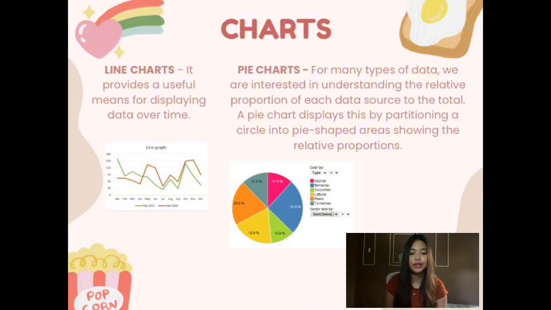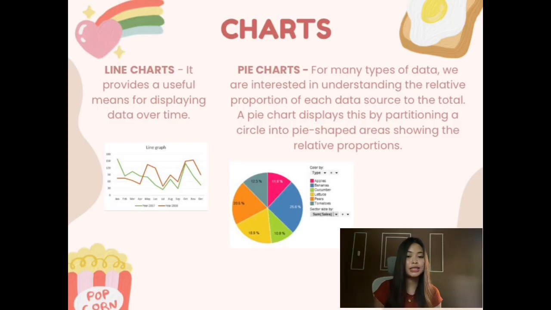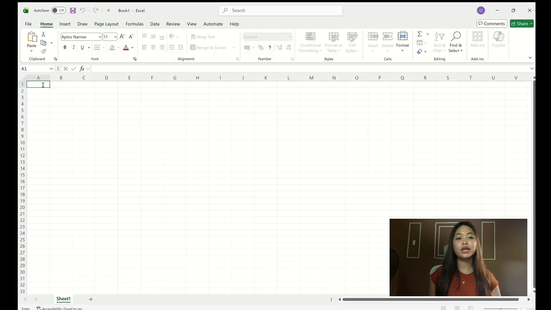First is line chart. It provides a useful means for displaying data over time. So a line chart is ideal for showing how data changes over time, such as monthly sales and yearly performance. It clearly displays trends and direction, whether the values are rising, falling, or remaining stable. This makes it useful for forecasting and comparing time-based patterns across different categories. So let's now proceed to the tutorial of line chart.